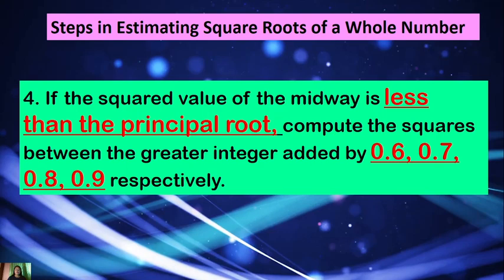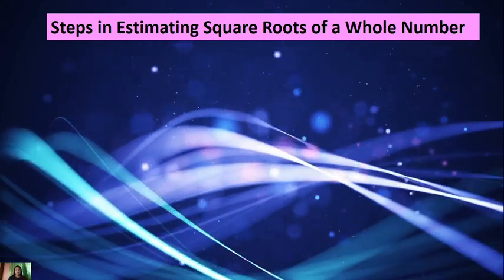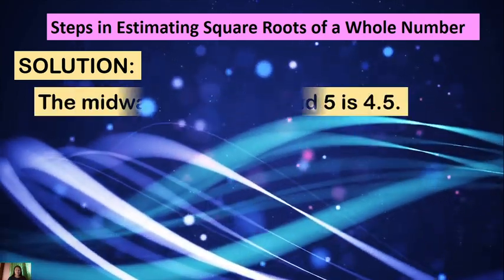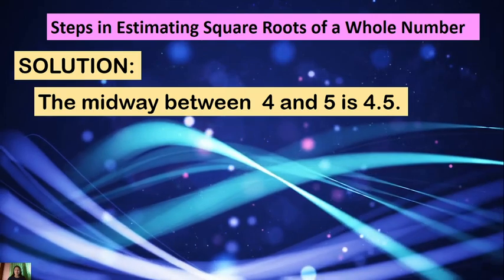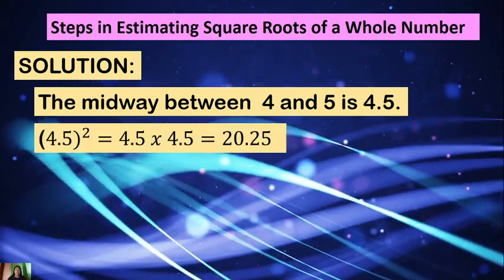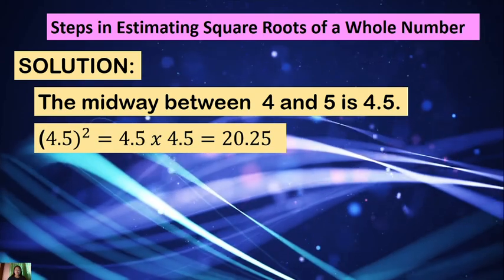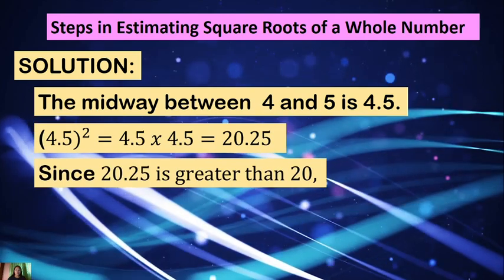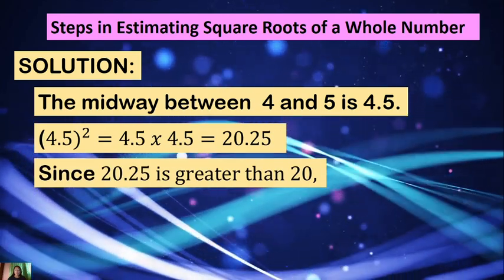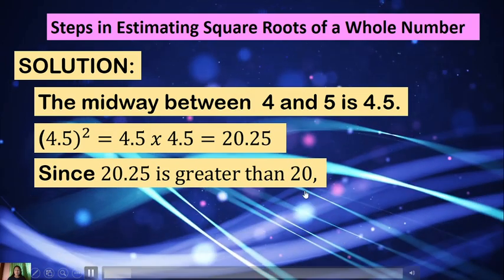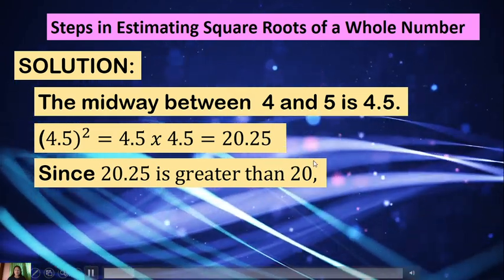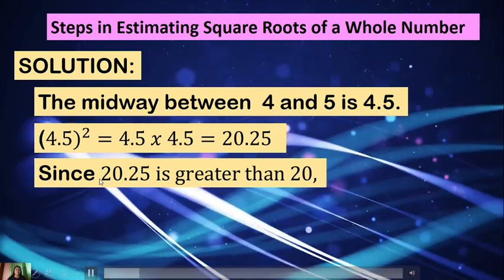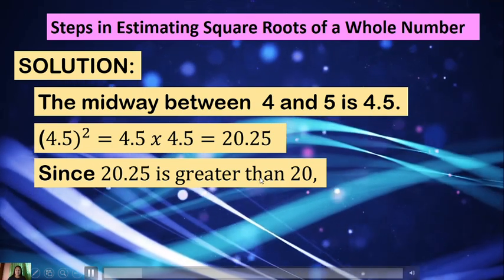I hope you are following. So we have 4 steps. For our solution in step 3 and 4, the midway between 4 and 5 is 4.5 and the square is 20.25. So if you compare 20 and 20.25, 20.25 is greater than 20. Where did we get 20? This is the given, right? Square root of 20. Okay? So, the squared midway is greater than 20.